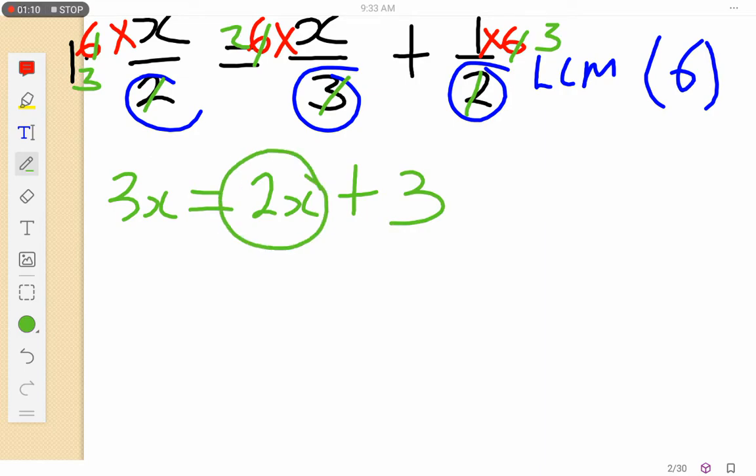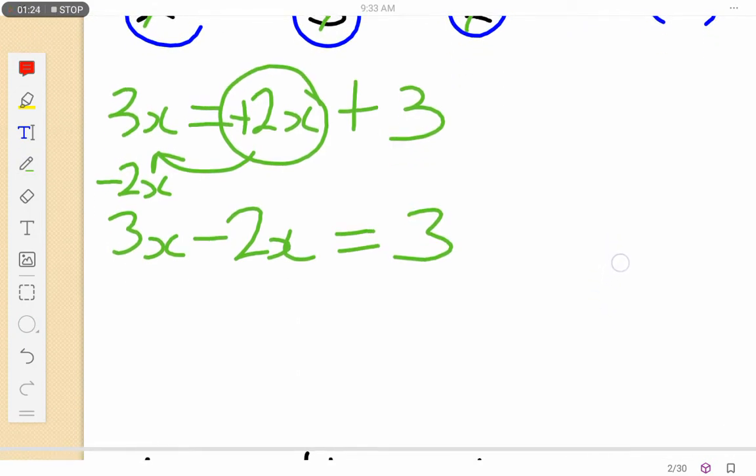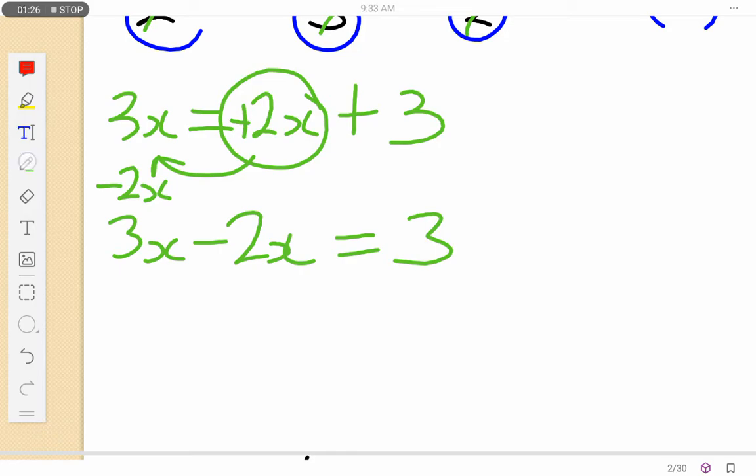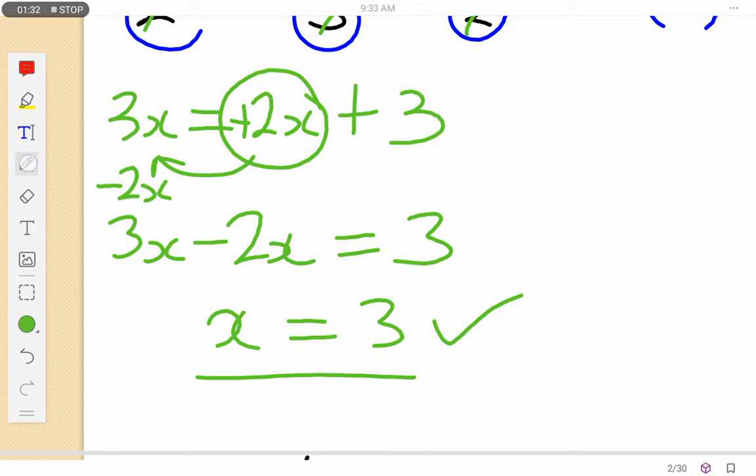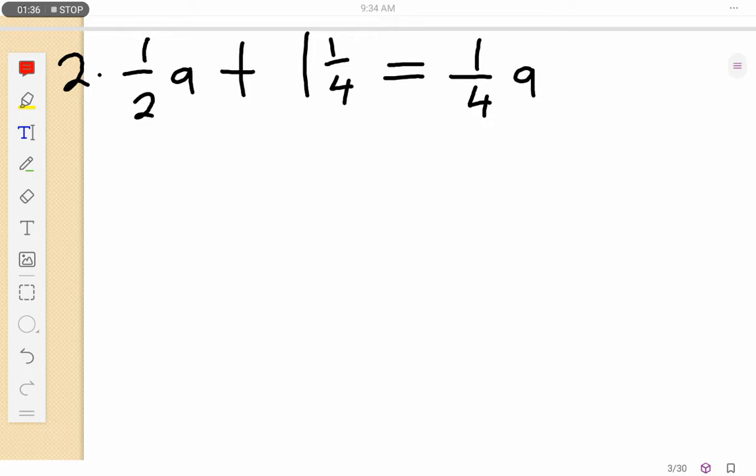Now I can take this one, which is a positive, to this side, it becomes minus 2x. So I'll have 3x minus 2x is equal to 3. Now solving 3x minus 2x, I'll get x. This is equal to 3. So this is our final answer then. Let's move on to the second question, which is number 2.